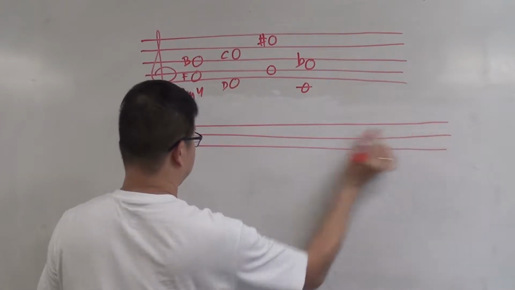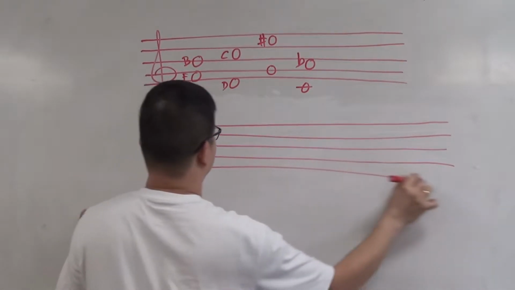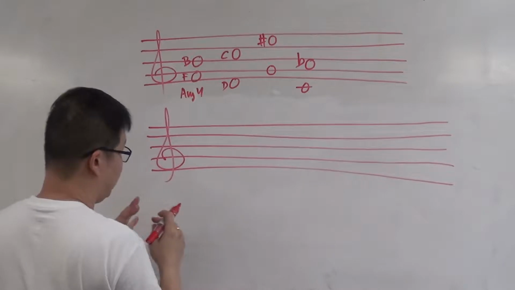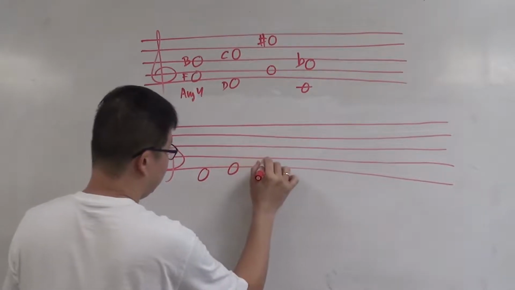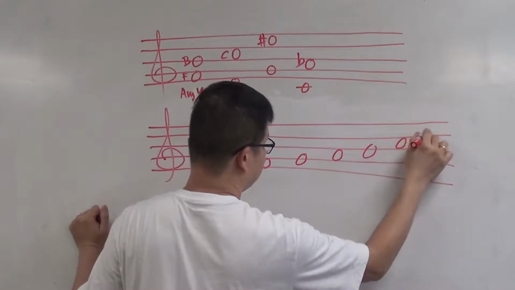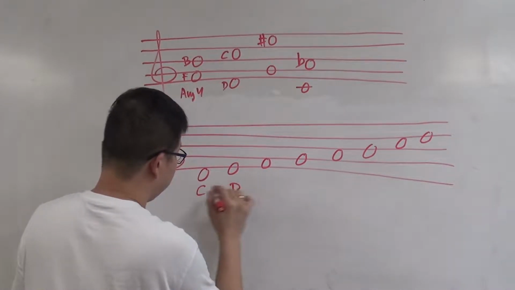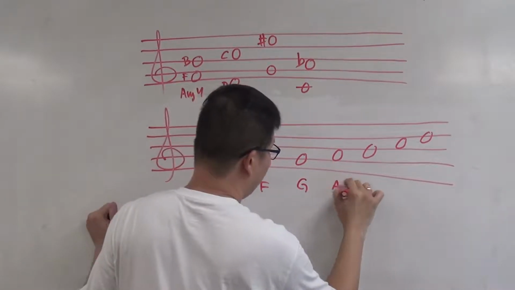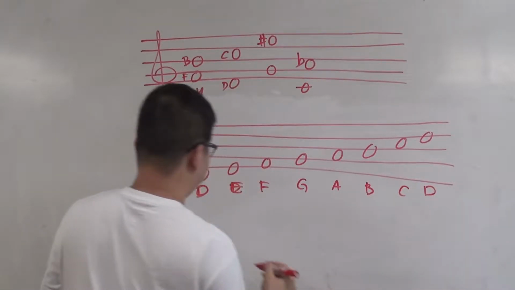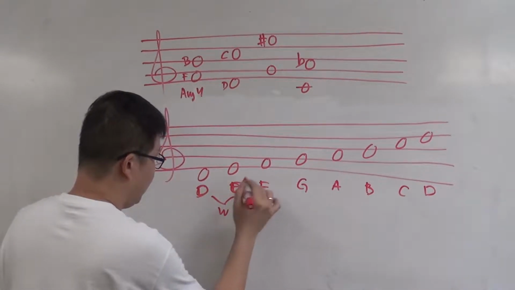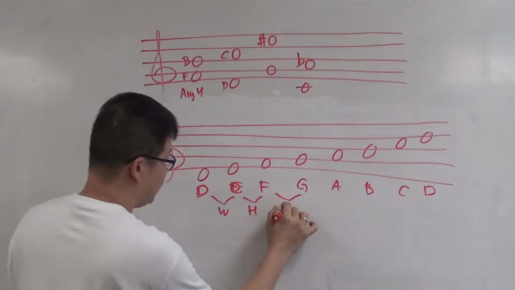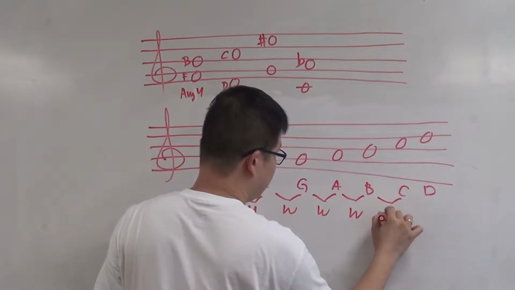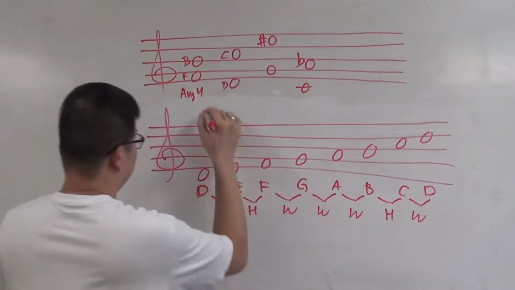Now, we are going to use the D major scale because D major scale is the one located at the bottom. So D major scale: this is C, this is D, E, F, G, A, B, C, D. Same thing, D to E is whole, E to F is half, F to G is whole, G to A is whole, A to B is whole, B to C is half, C to D is whole. Now D major scale.